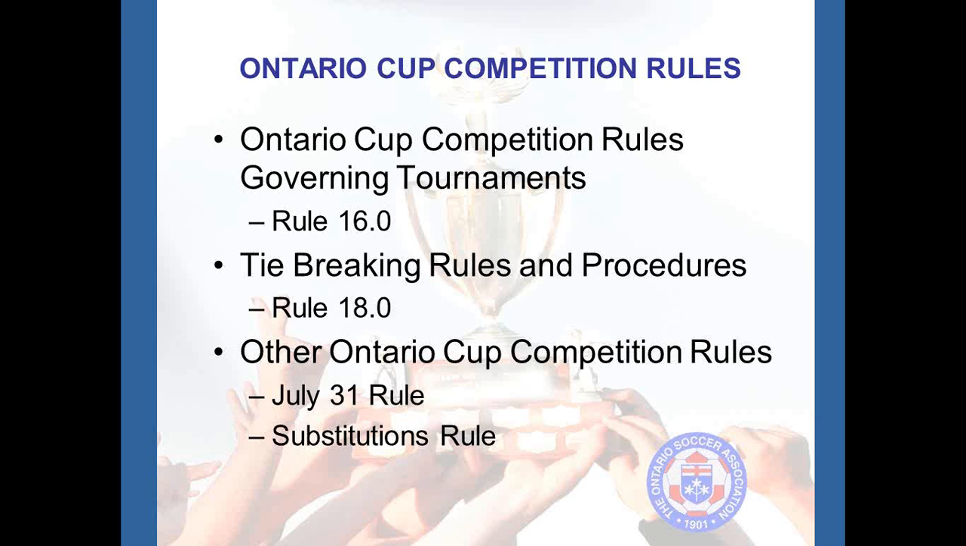So the July 31st rule, this one's been around for a couple of years now, so most of you are probably aware of it, but in order to be eligible for the competition, a player must be registered to the club by July 31st. That applies for players registered to the team that's actually in the competition, and it also applies to call-ups. So if a player's registered August 5th, they are not able to play in the Ontario Cup. They have to be registered before July 31st.